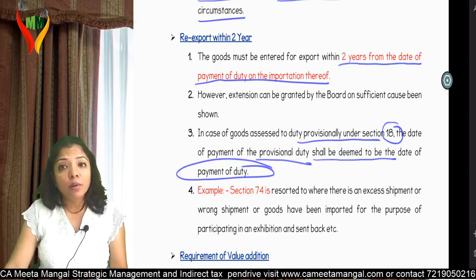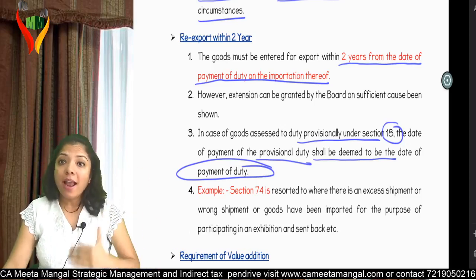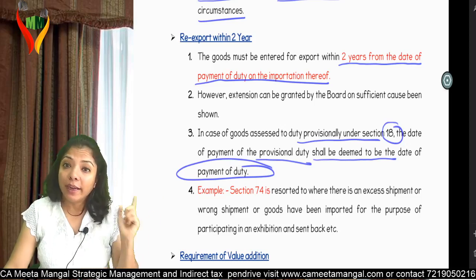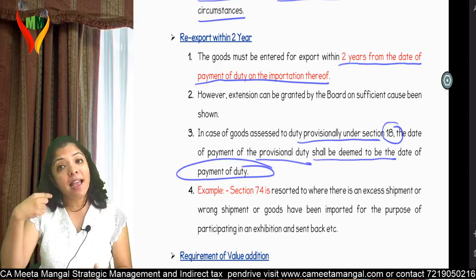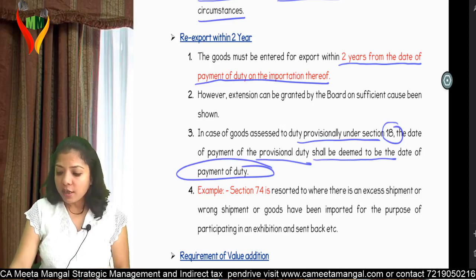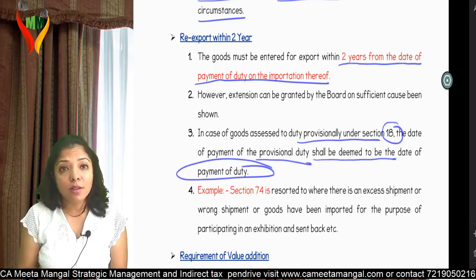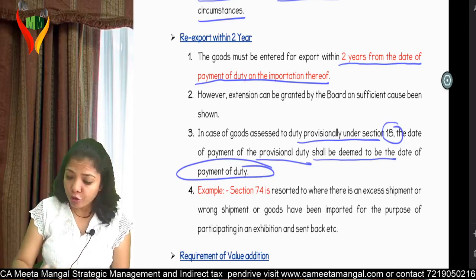Section 74 is resorted to where there's excess shipment. I wanted only 100 units and 180 units were imported. So while importing, I had to pay duty on 180, and for the balance 80, I have re-exported it again. Or wrong shipment, or goods imported for participating in an exhibition and then sent back. These are scenarios when section 74 may come into picture.